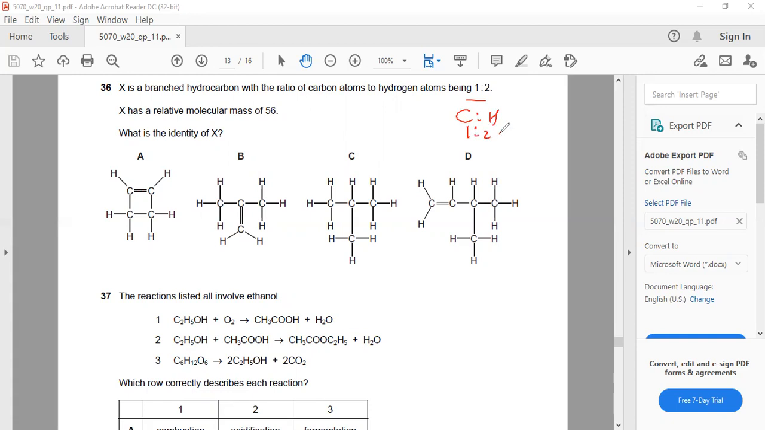1 to 2 means alkene or cycloalkane. So C is wrong. This is a closed chain, but this alkene must be open chain. So closed chain is not possible because this is C4H6. The ratio is not 1 to 2.